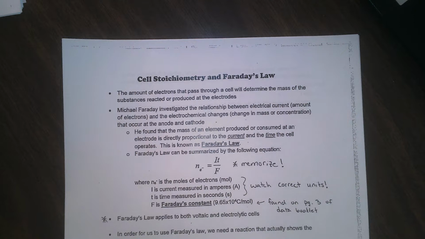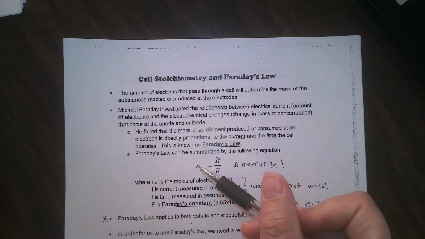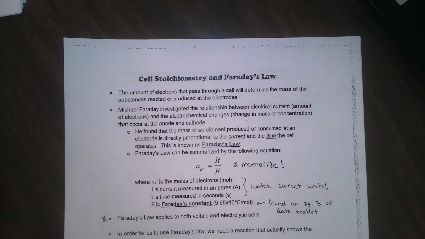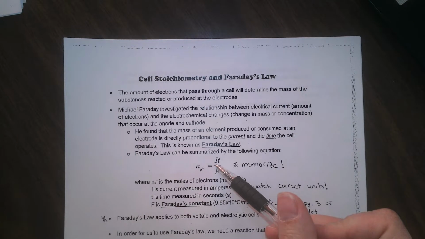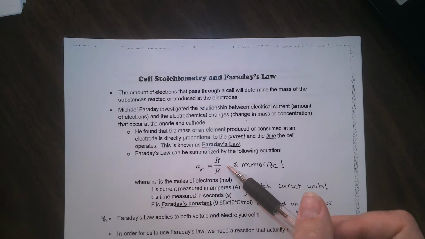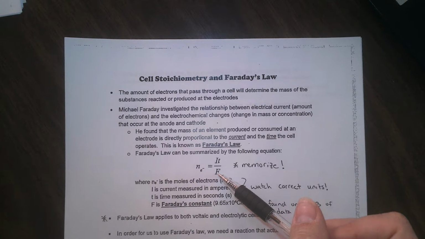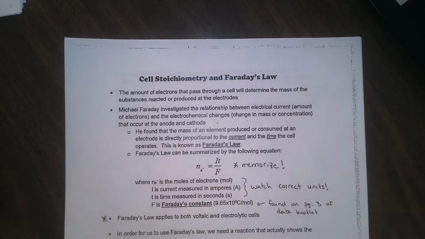So we can then say that the number of electrons, which is what the n stands for, the moles of electrons, is equal to current, which is I, times time, which is t, all divided by Faraday's constant. Just like with all other chemistry formulas, you don't get this given to you. You need to remember it.